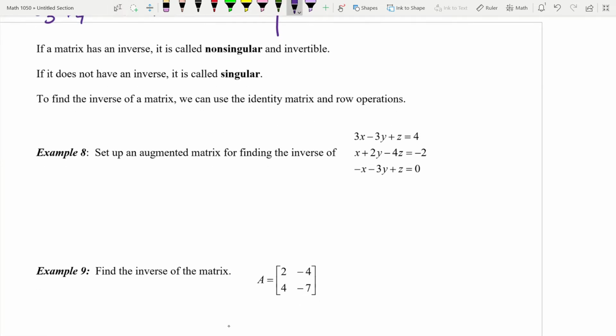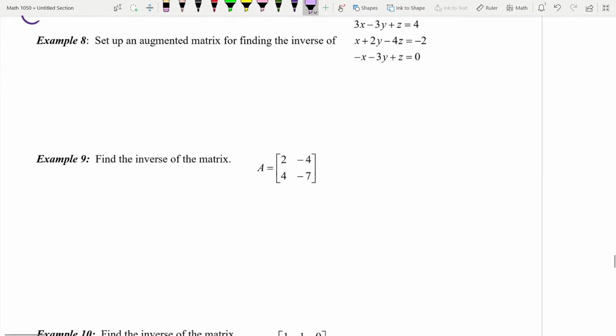Basically, what you need to know right here is not every matrix has an inverse. Sometimes it won't work out. If it doesn't have an inverse, it's called singular. Okay?